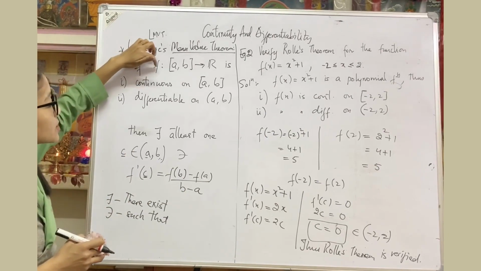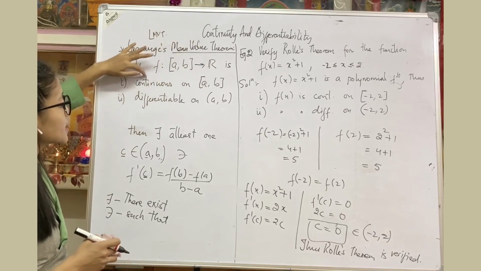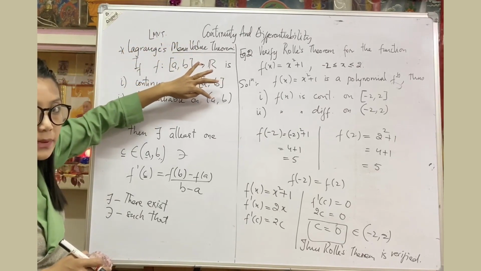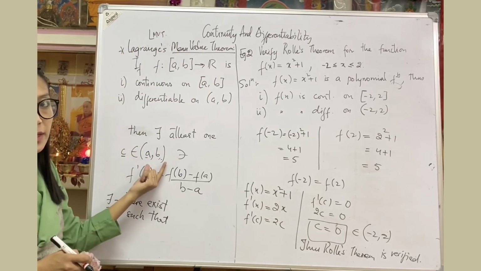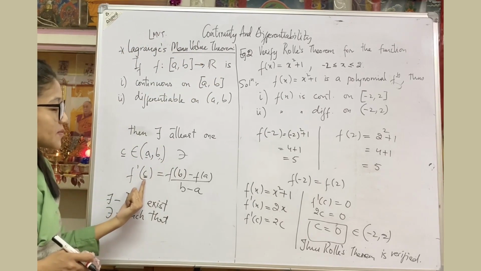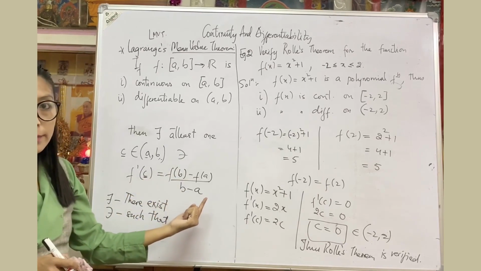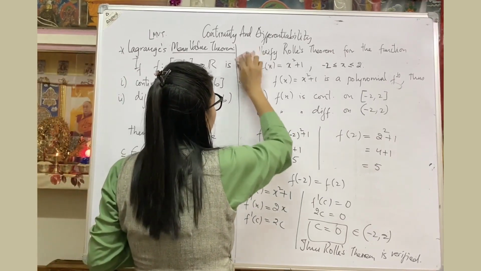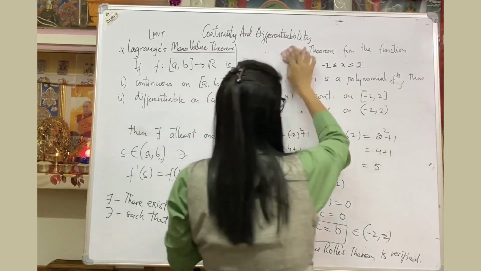If a function f from closed interval ab to R is continuous on the closed interval ab and differentiable on the open interval ab, then there exists at least one c in the open interval ab such that f dash of c is equal to f of b minus f of a upon b minus a. We will see the geometrical representation of this theorem.